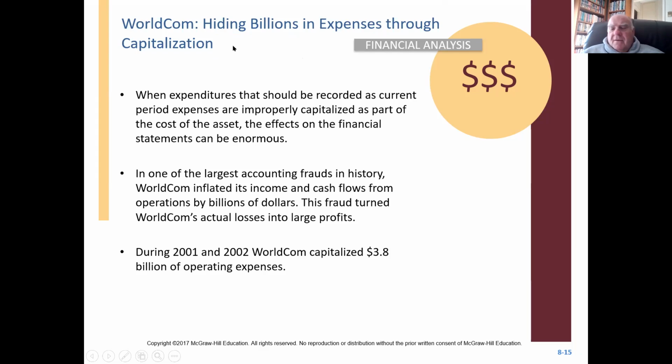These guys were down in Mississippi. So look at one of the scams they tried to pull. When expenditures that should have been recorded as current period expenses are improperly capitalized as part of the cost of the asset, the effects on the financial statements can be enormous. Of course it is. $1 million that you put as an expense or capital when it should belong to one or the other, terrible. In one of the largest accounting frauds, WorldCom inflated its income and cash flows by billions of dollars. What they did was they capitalized almost $4 billion of operating expenses.